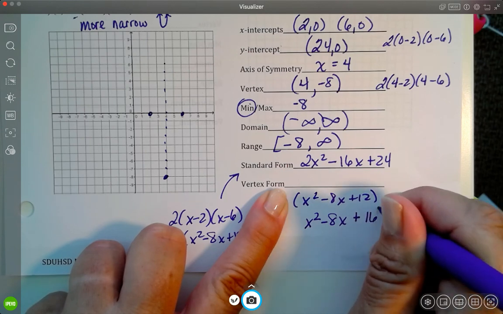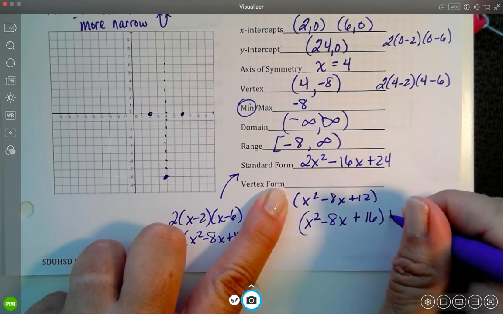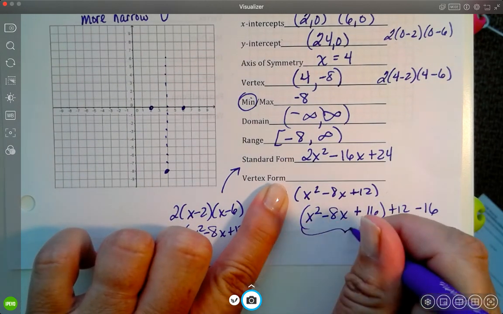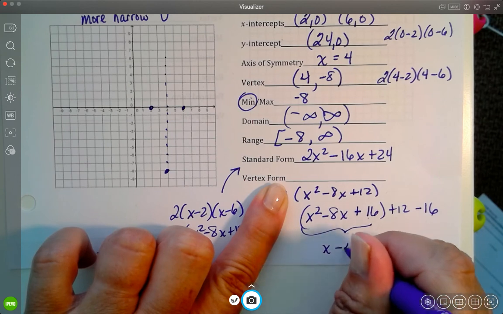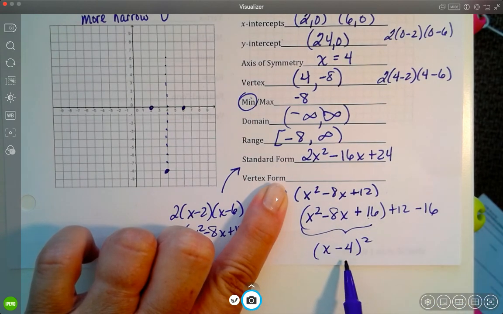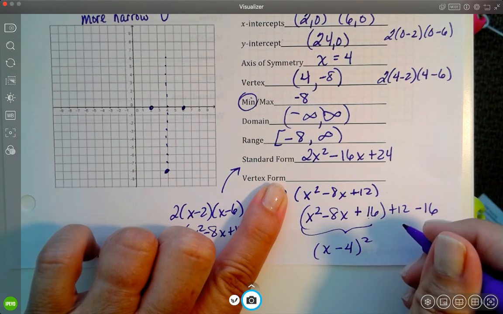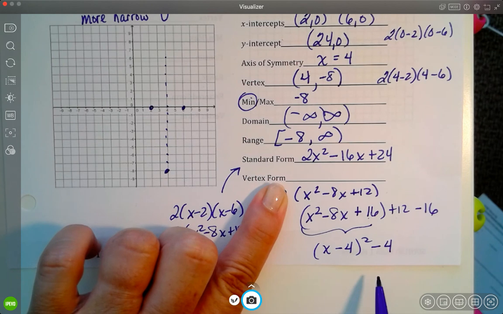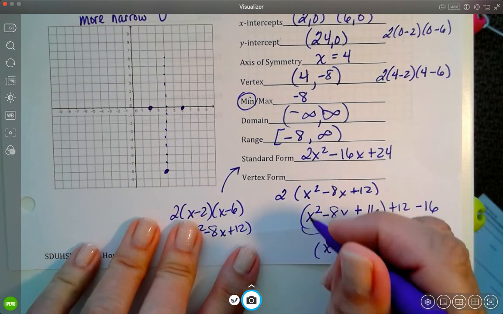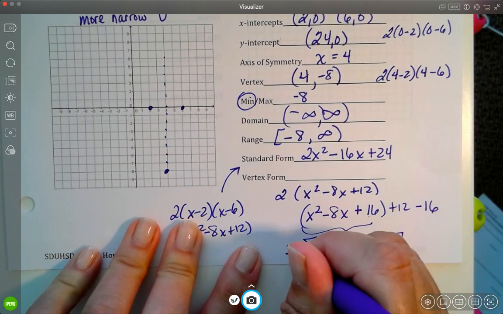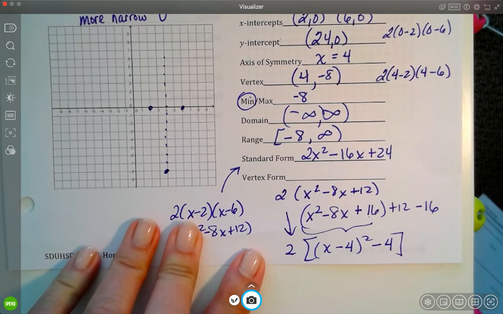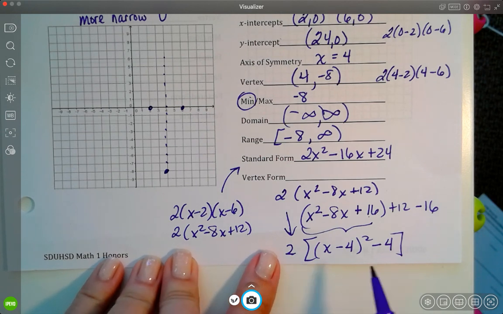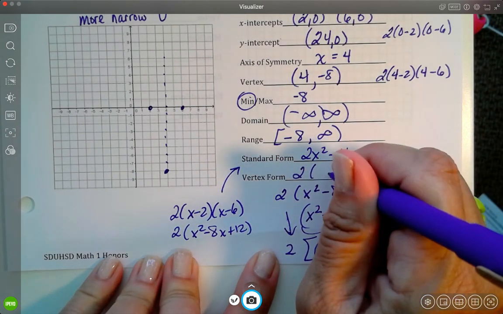Okay. And then I have to add my 12. Take out the 16 that I added. All right, so now I have a perfect square trinomial, x minus 4 quantity squared. Remember, this number is always half of b. And then I have this plus 12 minus 16, so it's minus 4. Now I need to bring back this 2, because remember, I kind of forgot about it. Okay, so my vertex form is 2 times x minus 4 quantity squared.